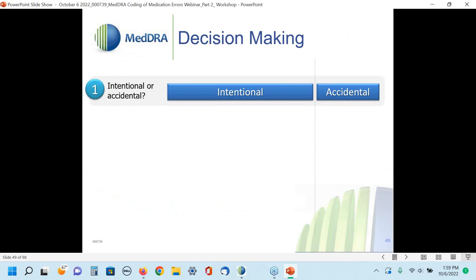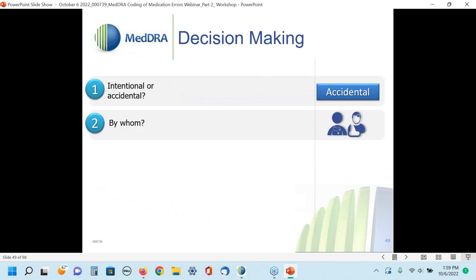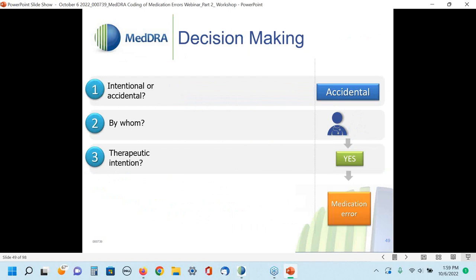Now, if we go to our decision-making tree, we're talking about intentional versus accidental. This is accidental, obviously, that this infusion went in faster than it should have, because no one intentionally broke the machine, the device malfunctioned. We're going to say healthcare practitioner because presumably this was an infusion occurring in a clinic or doctor's office, et cetera. Therapeutic intent, yes, they were getting a therapeutic agent. This is a medication error.